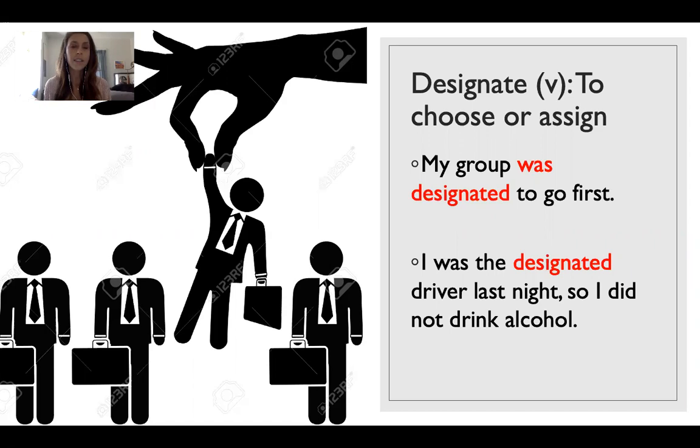So when I ask somebody to do something in class, if I said, Raquel, can you please read the first 5 sentences, I am designating her to be the reader. I am choosing, I am picking. So a synonym could be to choose, an antonym could be to volunteer.